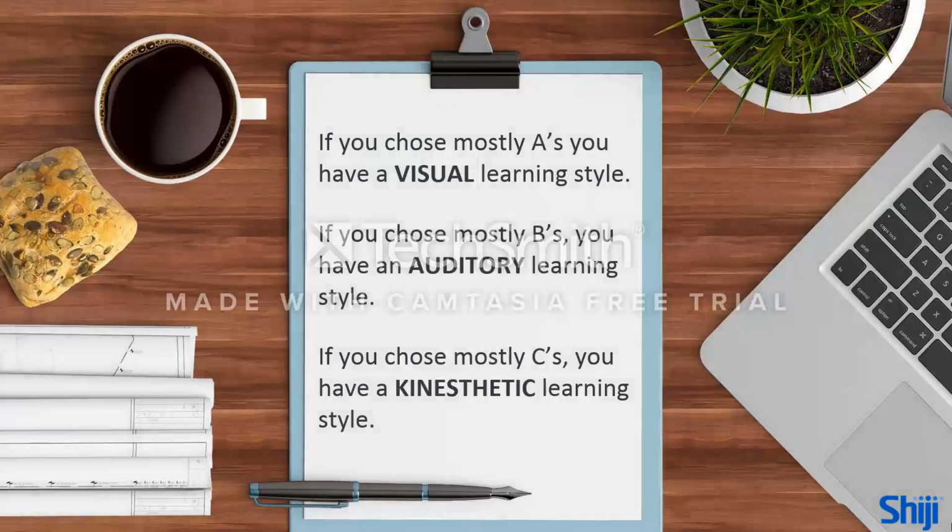If you selected mostly A's, you have a visual learning style. If you chose mostly B's, you have an auditory learning style. And if you chose mostly C's, you have a kinesthetic learning style. Some people find that their learning style may be a blend of 2 or 3 styles. When you have identified your learning styles, consider how this might help you to identify learning and development that best meets the needs of your learners.